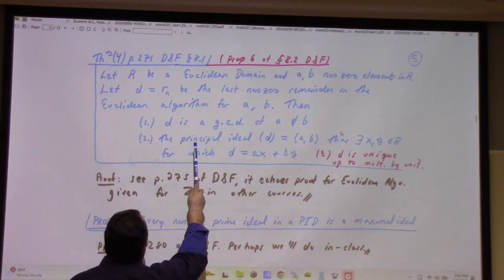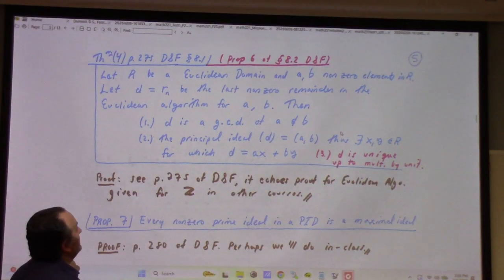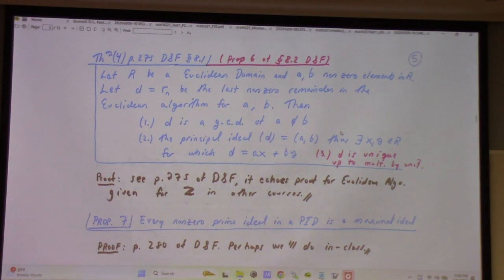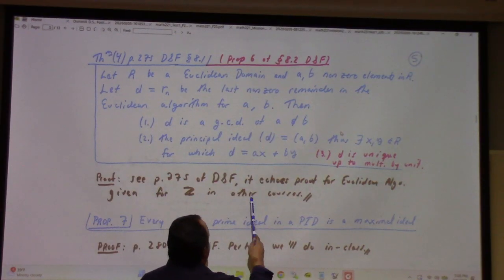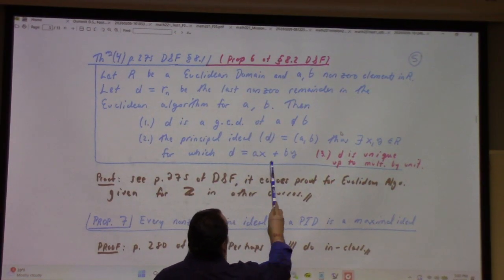So R is a Euclidean domain, A and B non-zero elements in R. If D equals Rn is the last non-zero remainder for the Euclidean algorithm for A and B, then D is the GCD of A and B, and the principal ideal generated by A and B is generated by that GCD. And I say that, but I should say a GCD because it's not unique. There's many choices generally. And in particular, there exist x and y such that D is equal to AX plus BY.